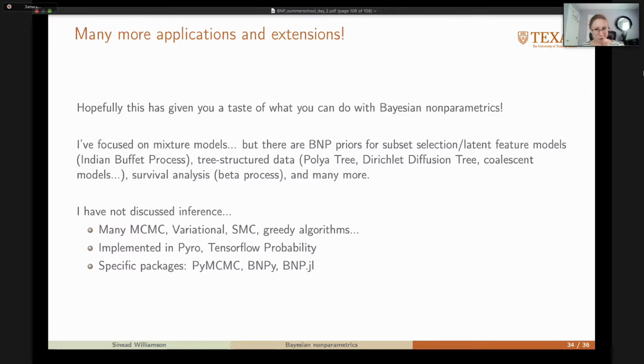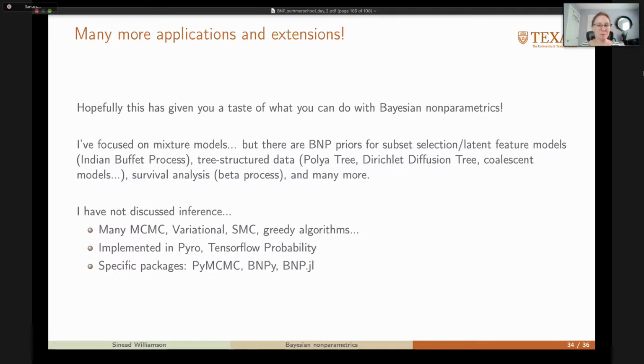But there are others that you can also look into if you're interested. So for example, there are distributions over subset selection, which you can use to get a nonparametric version of factor analysis, where the number of factors grows to infinity. That's something called the Indian buffet process. There are a number of distributions over trees, for example the Polya tree and the Dirichlet diffusion tree, and there are distributions that you can use for applications such as survival analysis, and a whole bunch more that I couldn't think of when writing this slide.